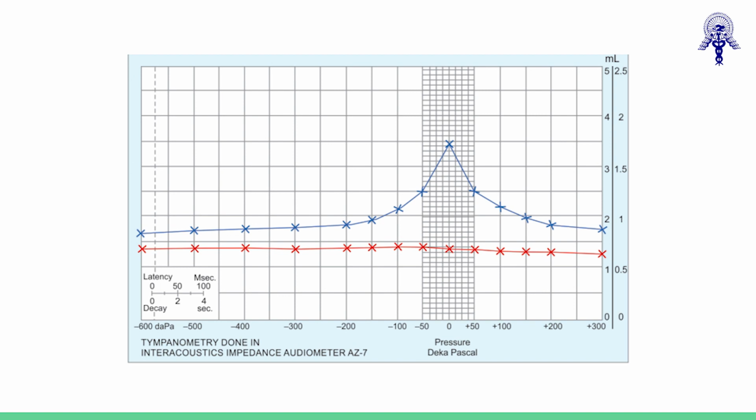Another curve for the right ear, flat curve, for the left ear, type AD curve, high compliance. Chances of ossicular discontinuity or hypermobile ossicles is more. Similarly, if the ossicles are fixed like otosclerosis, the curve may be type AS, smaller sized.